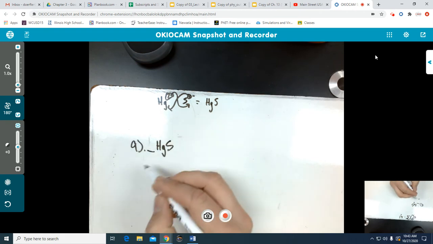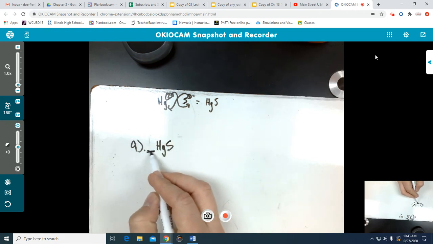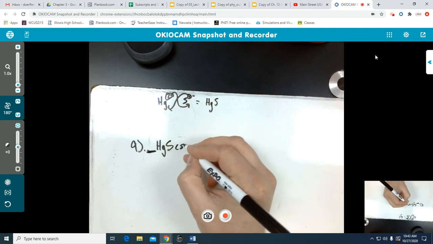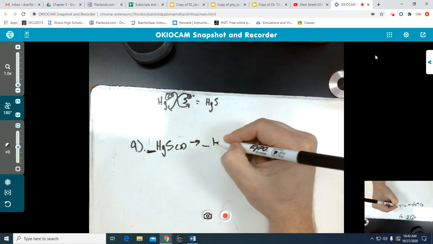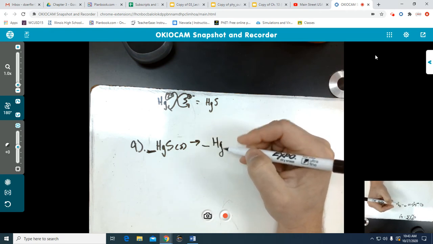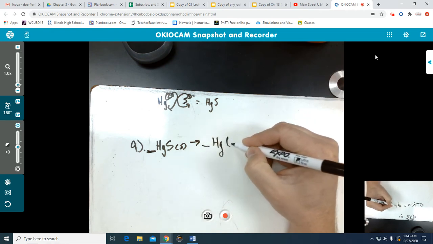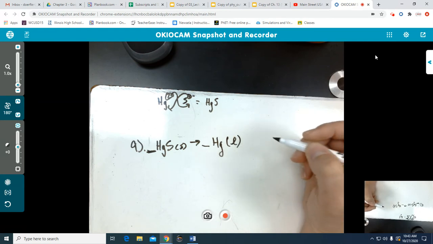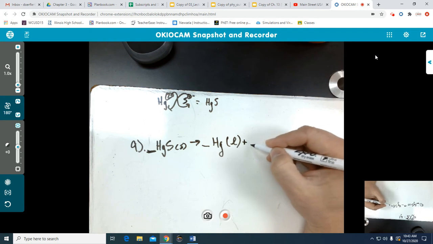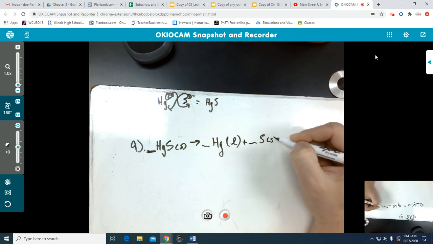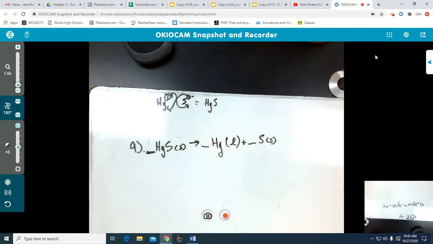HgS, again, I like to put the little blank here in case I have to put a coefficient out here, which is a solid, we are told it's a solid, yields the components. Mercury, which naturally found is a liquid, so that's a lowercase l. And sulfur, which is a solid naturally.